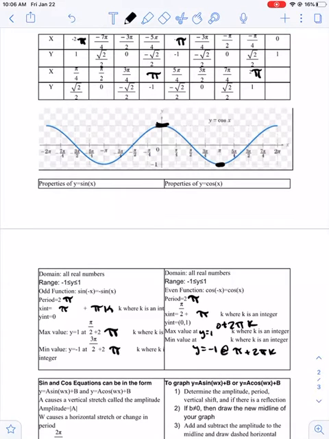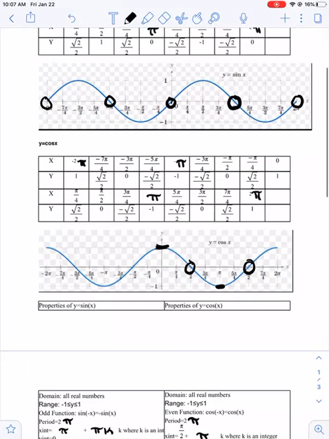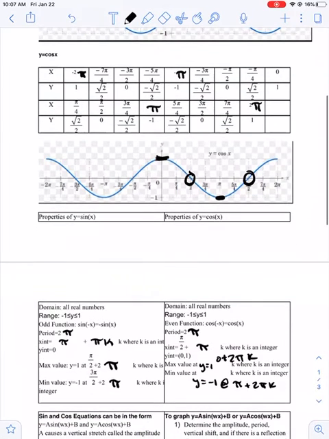Okay, and then for cosine, we have the x-intercepts of pi over 2 and 3 pi over 2, and then there's negative pi over 2 and negative 3 pi over 2. And again, these are a distance of pi away, so every time you add pi, you're going to get to another x-intercept from pi over 2. Okay, so our y-intercept on sine is 0, 0. So the y-intercept is 0. And then on cosine, it is 0, 1.